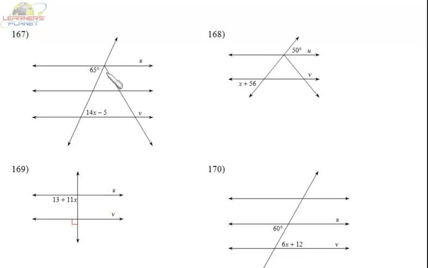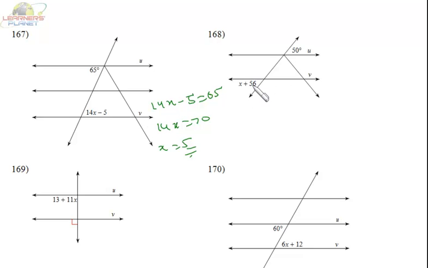Now in this case, we see a shape of Z over here. So 65 and 14x minus 5, both of them are alternate angles, or we can say alternate interior angles. And if they are same, the lines will be parallel. So what I can do is, 14x minus 5 is 65. That means 14x is 70, or x is equal to 5. Clear? So if x is equal to 5, this angle and this angle will be same, and they are actually alternate angles, and if they are same, the lines will be parallel.